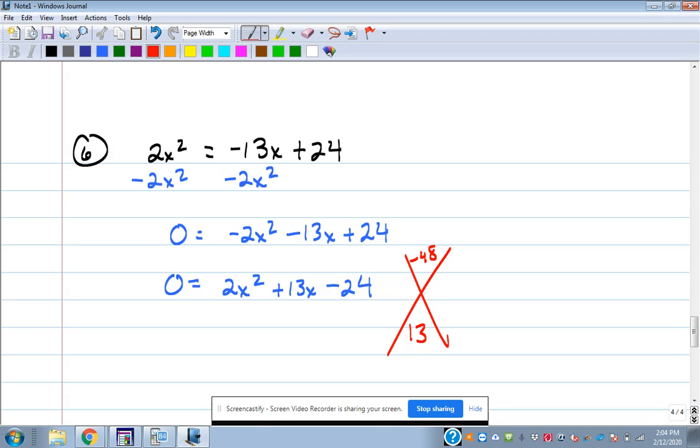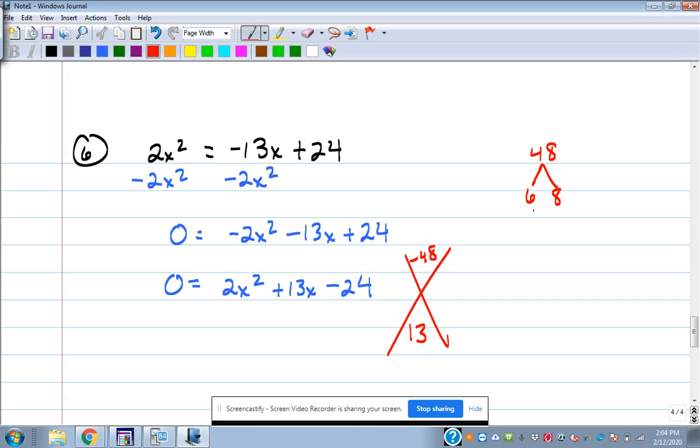Multiply to be negative 48, add to be positive 13. I don't sound like we're not sure. There's crickets chirping around here. So what multiplies to 48? There's something we already know.